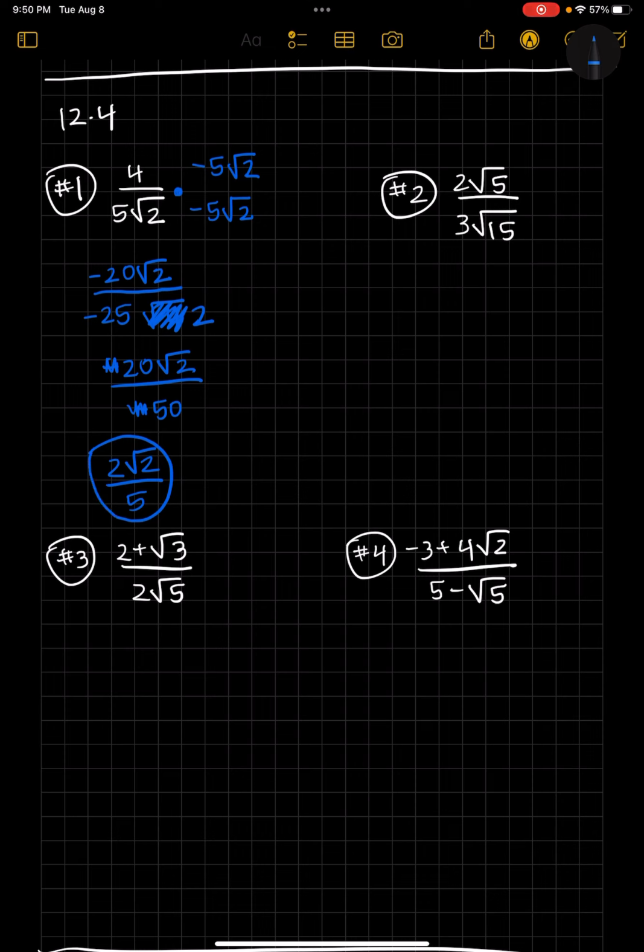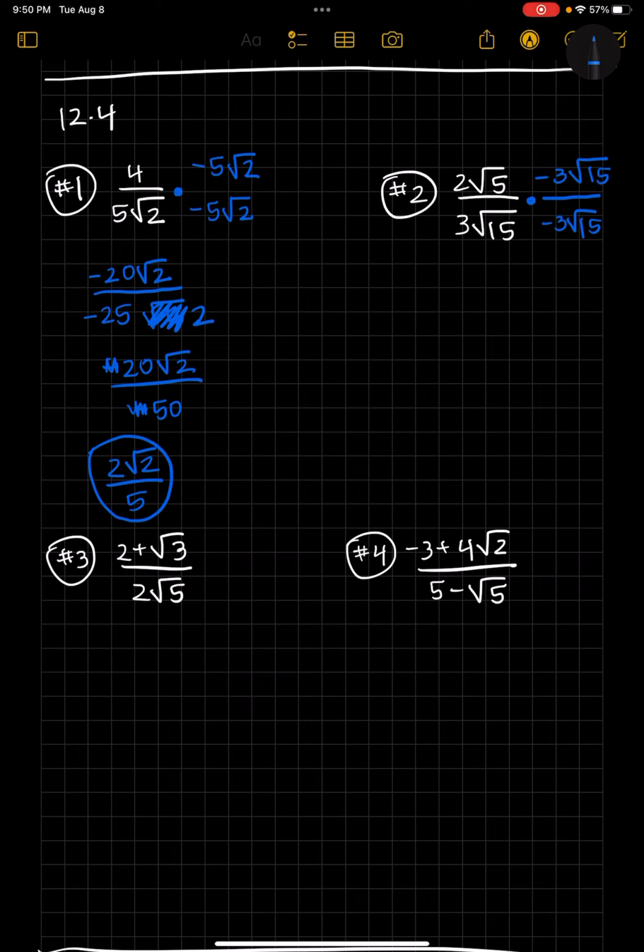And even though that looks super similar to what you started with, it's different because the root now is on top rather than on bottom, so we like that a lot more. Okay, so the second example, I'm going to multiply the top and the bottom by negative 3 root 15. We just changed the sign. There's a reason why we changed the sign, and I will show you that in the last example.